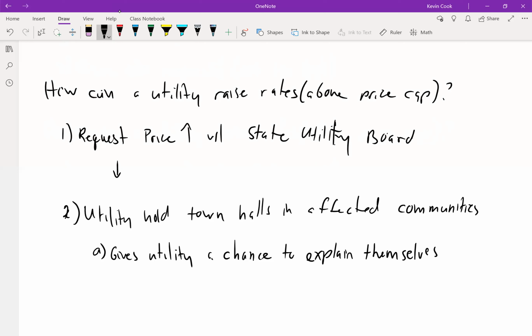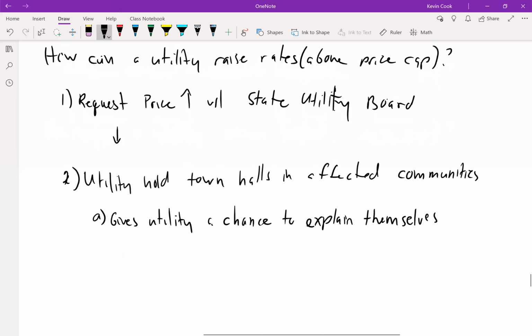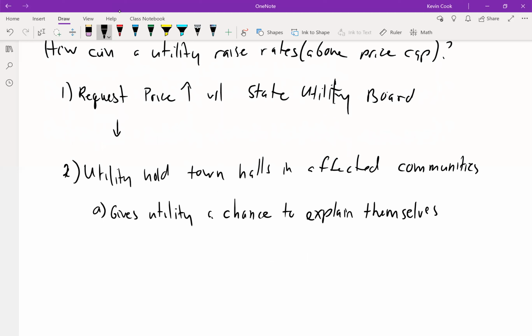energy, and it requires some short-term price increases, or probably long-term, but for now we'll say short-term price increases to make that work. So first, it gives them a chance to explain themselves. Then it gives the community, or members of the community, a chance to have their voices heard.